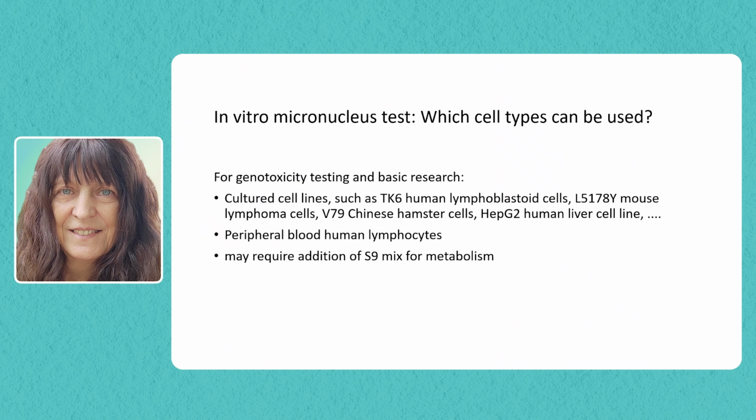And you can use, for example, HepG2 human liver cells, which have some limited metabolism. So you may not have to add S9 mix, which you have to do for the other cell lines because they cannot metabolize the compounds usually. You can also use peripheral blood lymphocytes for testing chemicals. And you usually need to add a metabolic activation extract, a rat liver extract, to enable the system to metabolize the compounds.